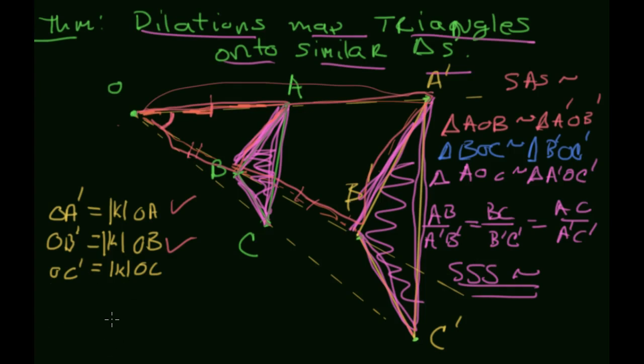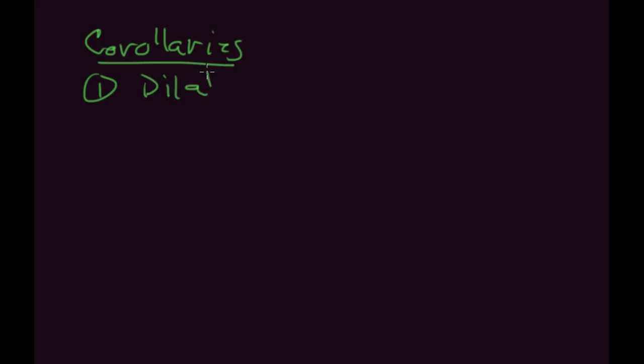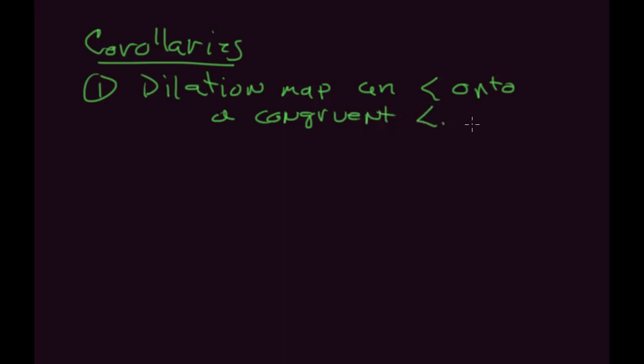Okay, so some corollaries that we get from this. First corollary: a dilation maps an angle onto a congruent angle. So if I get similarity, the angles have to be congruent. That's pretty straightforward. Nothing unusual there.